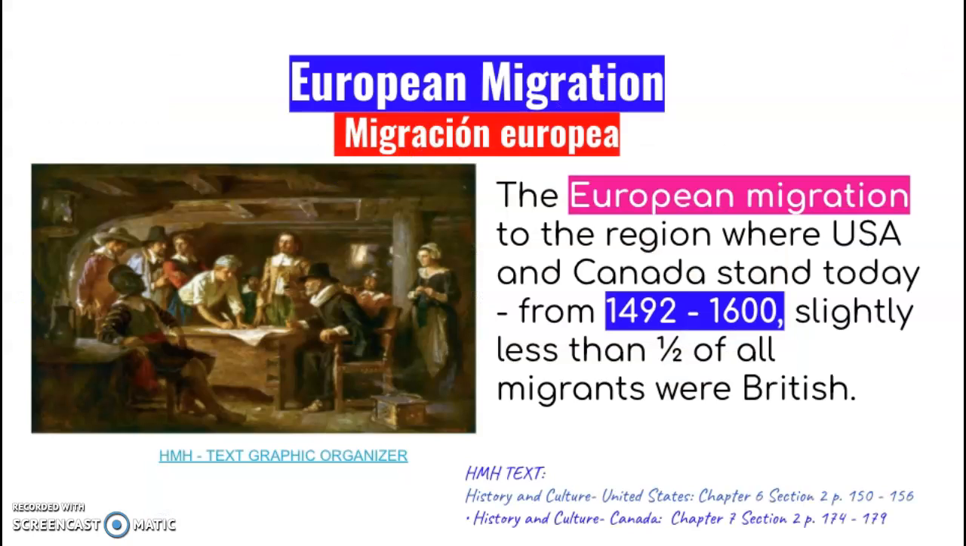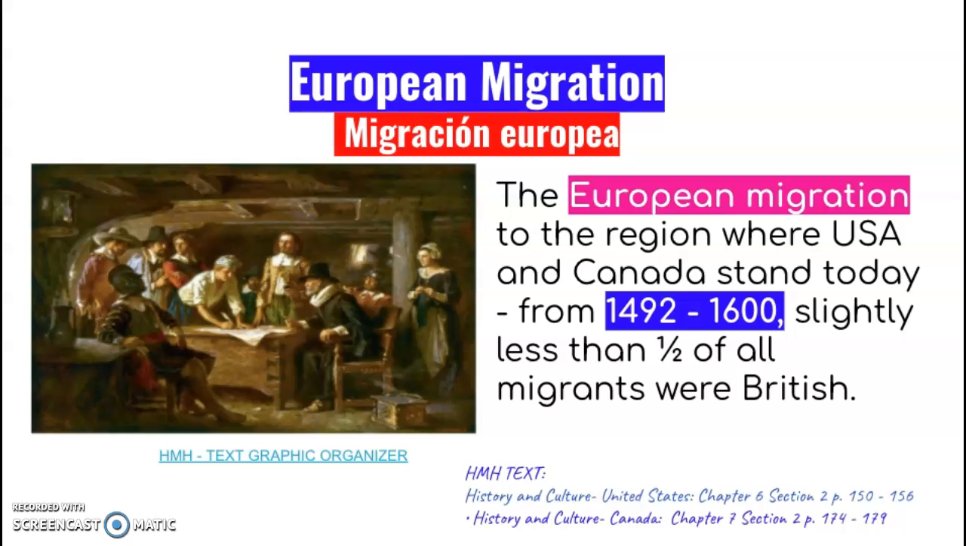Okay, European migration. The European migration to the region where the USA and Canada stand today from 1492 to 1600, slightly less than half of all immigrants or migrants were British. Okay, North America is the third largest continent by size. The Americas have been referred to as the New World. Although already populated by indigenous people, Europe, the Old World, saw the Americas as ripe for colonization. The goals of European colonization were to increase territory and profit from North America's natural resources. Okay, so again, natural resources having to do with the landforms, that physical geography aspect.